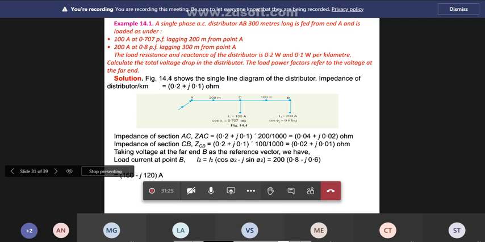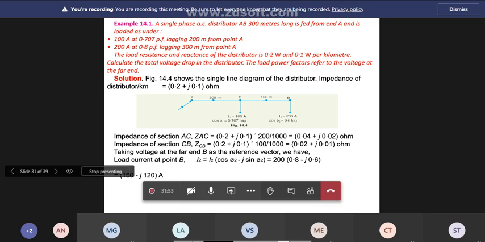For 1 kilometer is nothing but 1000. The impedance distance of this section is 200, so 200 by 1000. The distance of this section is 100, so 100 by 1000. So the impedance of section AC is 0.04 plus j 0.02 ohm and the impedance of section CB is 0.02 plus j 0.01 ohm. Now, as you know, VB is the reference voltage, right?